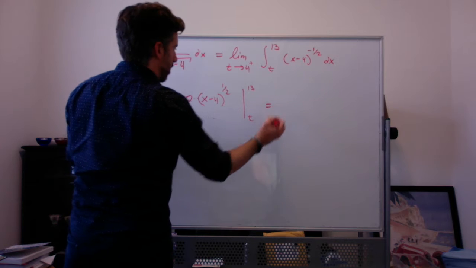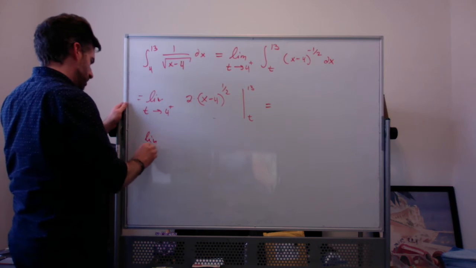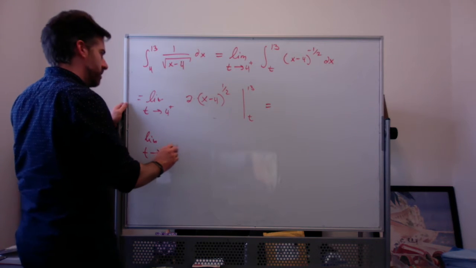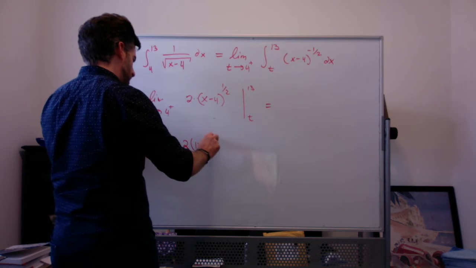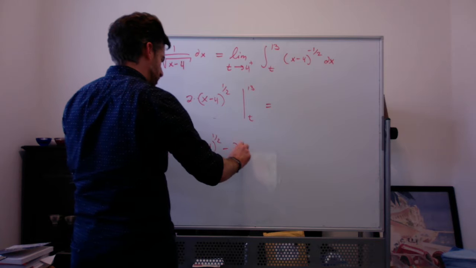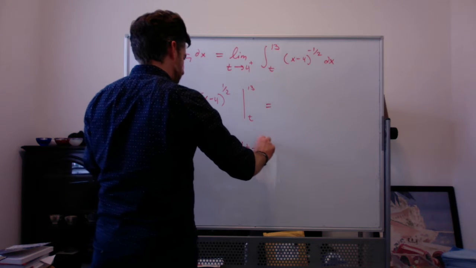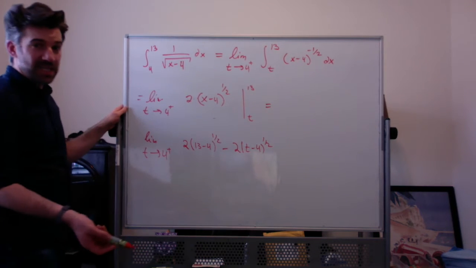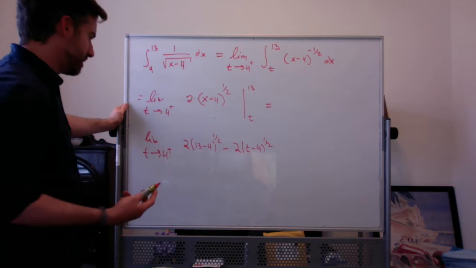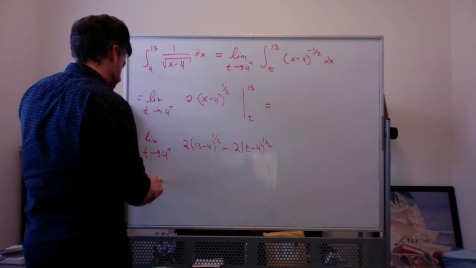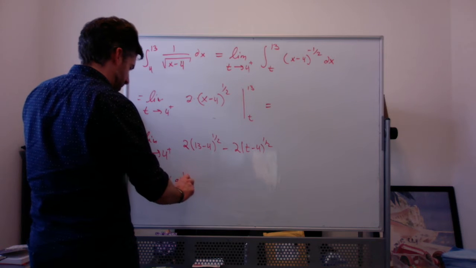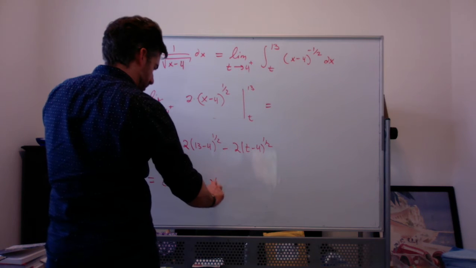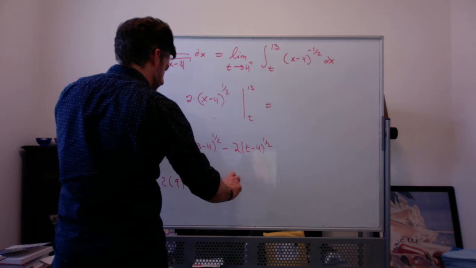So here I get the limit as t goes to 4 from the right of 2 times 13 minus 4 to the 1/2 minus 2 times t minus 4 to the 1/2. Since I'm not getting division by 0, I can actually plug in t going to 4, and I'm going to get 2 times 13 minus 4 is 9 to the 1/2, or the square root of 9, minus 2 times 4 minus 4 to the 1/2.